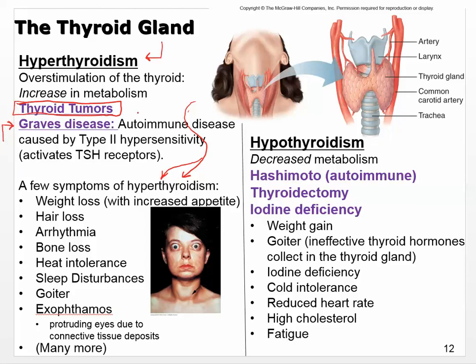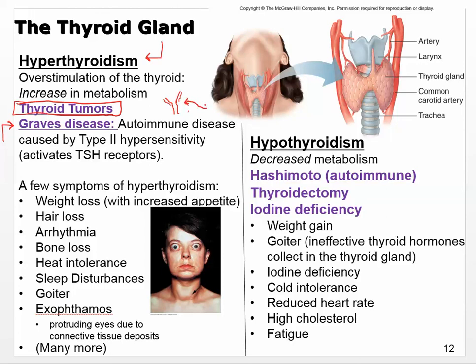Graves' disease. And Graves' disease is interesting, to me anyway, because it's autoimmune. So you're making antibodies to the thyroid stimulating hormone receptor. So the signal that the pituitary is sending down, thyroid stimulating hormone, is supposed to bind to a receptor. Well, you have antibodies that will also bind to that receptor.